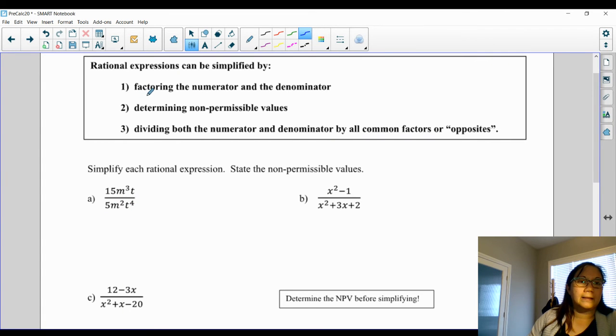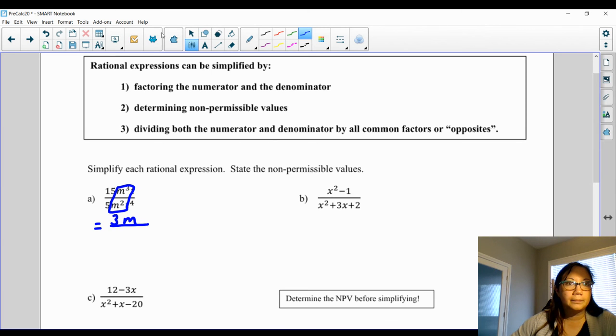Now it's already basically factored. It's not a binomial or a trinomial, so there's nothing more we can do. This is good old-fashioned reducing like you would have done in grade 9. So this is actually kind of a grade 9 question here. 15 divided by 5 is 3. M cubed over m squared is just 1m, and it's left in the numerator.